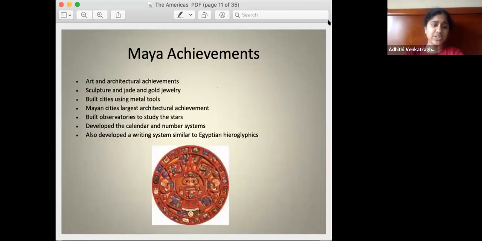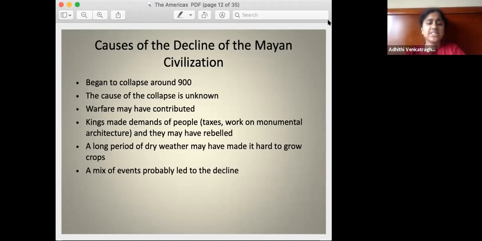Maya achievements included art, sculpture, cities, using metal tools, calendar and number systems, and writing systems similar to the Egyptian hieroglyphics we just went over. Causes of decline: the Mayan civilization began to collapse around 900, and the causes were generally unknown. It was probably a mix of disease, kings making demands, and a long period of dry weather.